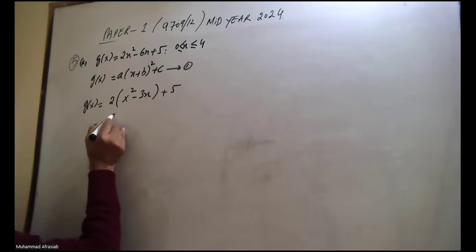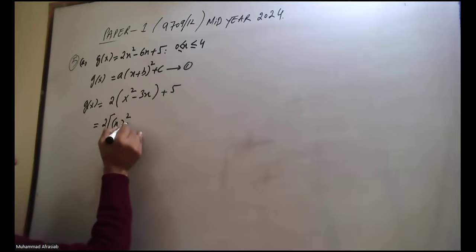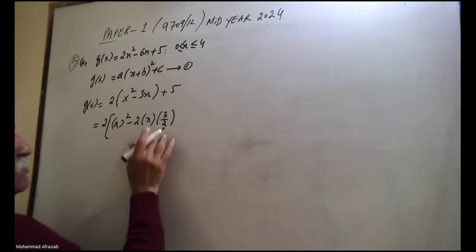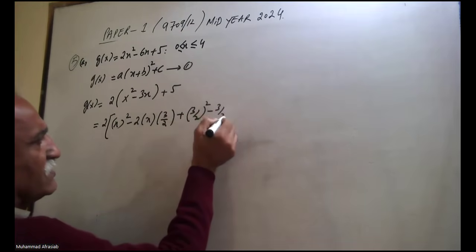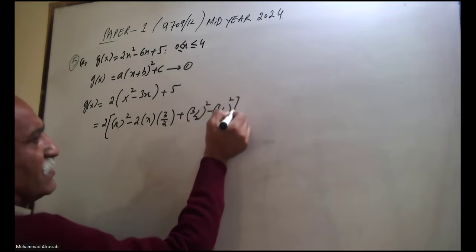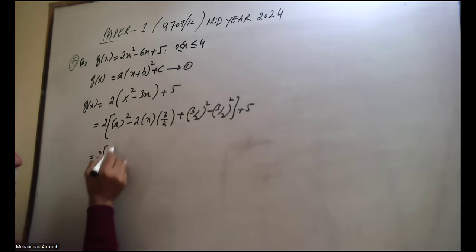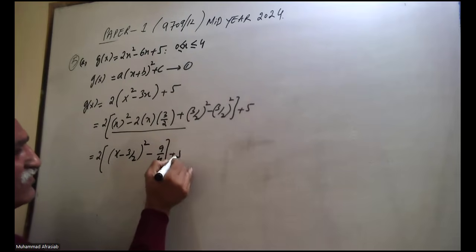It should be equal to 2 into, in the completing square method, x² − 2 into x into 3/2 plus (3/2)² minus (3/2)² plus 5. So this will become 2 into, up till here, it is (x − 3/2)² minus 9/4 plus 5.